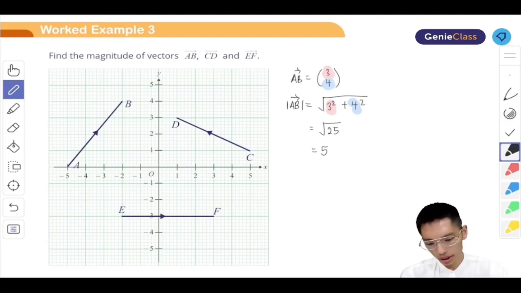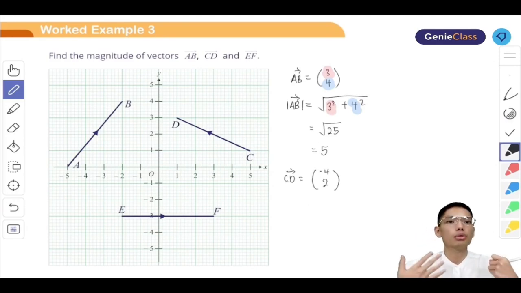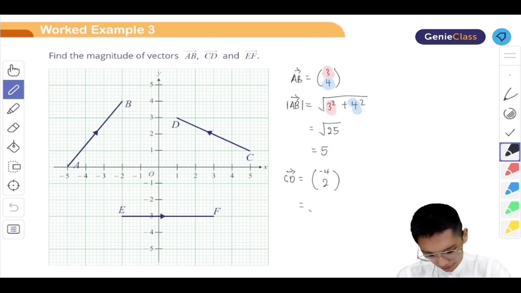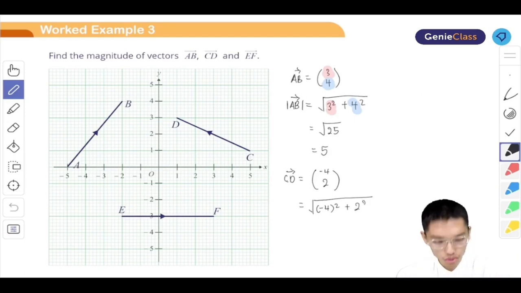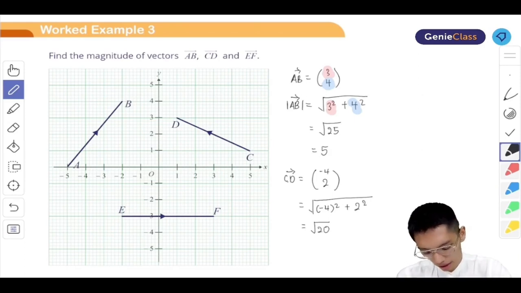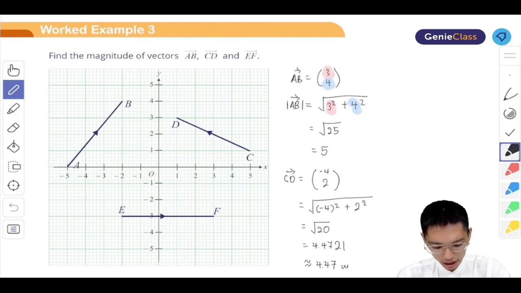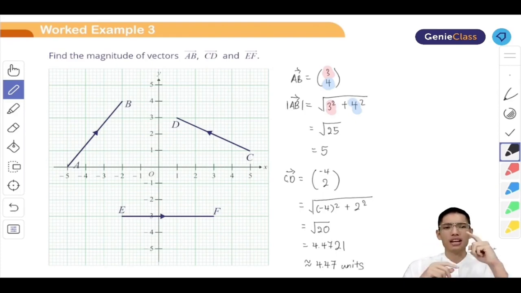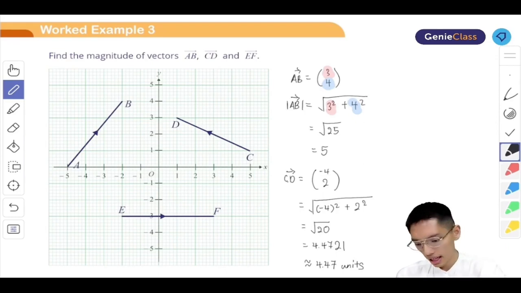Following up, CD. Just be a little bit careful, because if you recall, it's (-4, 2). So when you do the brackets, be very careful. It's going to be (-4) squared plus 2 squared. If you use your calculator straight away, or write the additional step of square root 20, this gives me 4.4721, and again round off to 3SF. Do not leave the answer as square root 20. Square root 20 is not an exact value. Round off to 3SF.